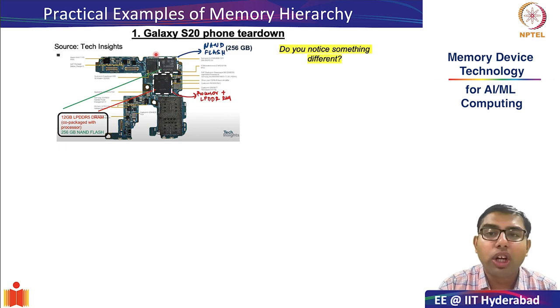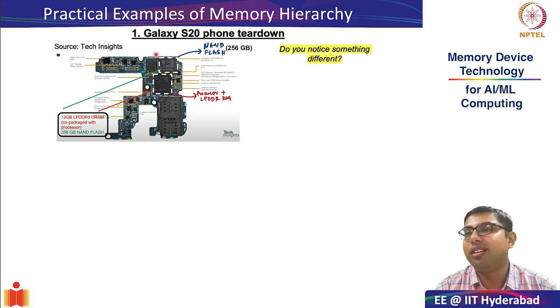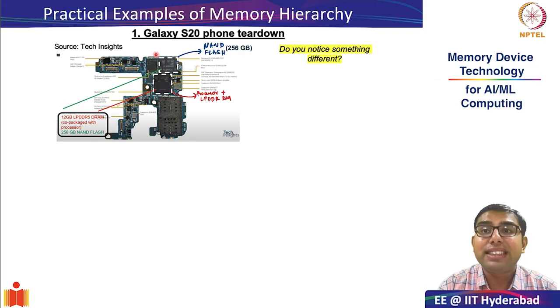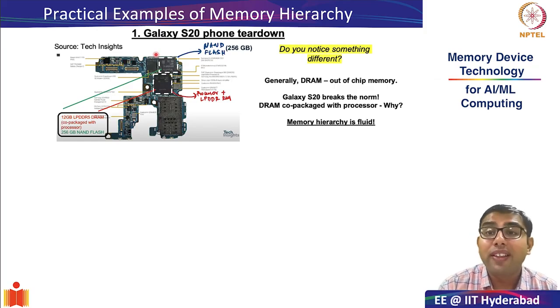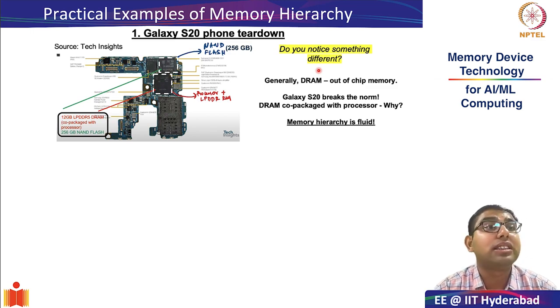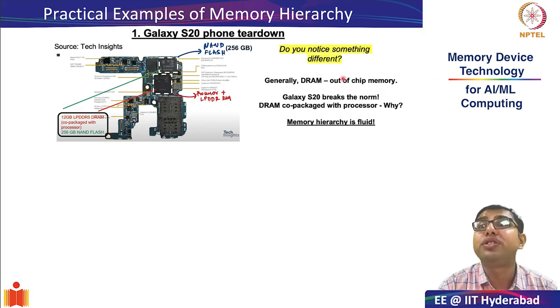So, in this kind of arrangement on the motherboard, do you notice something which is deviant, some concept which is different from what we have been discussing till now? Please take a moment to pause and think about this. If you have been following the course very carefully, you will know that since we discussed that DRAM consists of one transistor, one capacitor technology, they are fabricated in different foundries, and it is generally out of chip memory. It is not on chip memory.